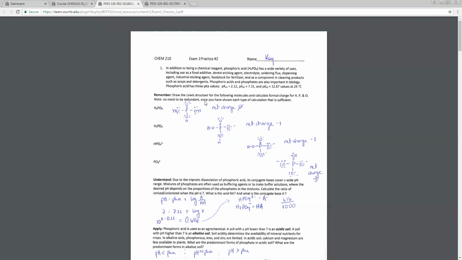So here there's no net charge. Here there's a net charge of -1. Here there's a net charge of -2. Here there's a net charge of -3. So this would be your most acidic. This would be your most basic of these molecules.